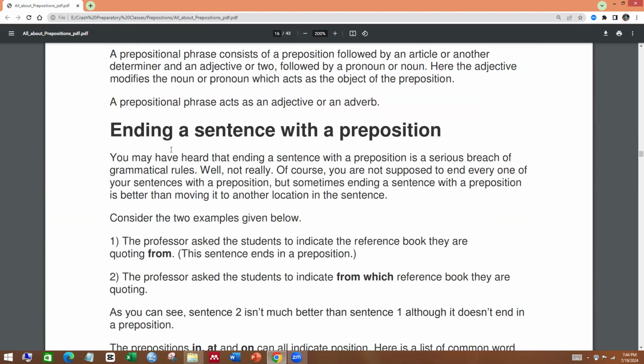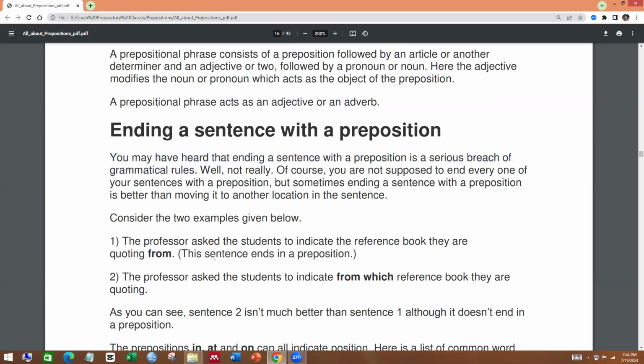Ending a sentence with a preposition. You may have heard that ending a sentence with a preposition is a serious breach of the grammatical rules. हाँ, Italian language से इसको लिया गया है इस रूल को क्योंकि Italian में ending a sentence in a preposition was considered a foul in a language. So तभी it was also adopted in English. Well, not really. Of course, you're not supposed to end every one of your sentences with a preposition, but sometimes ending a sentence with a preposition is better than moving it to another location.